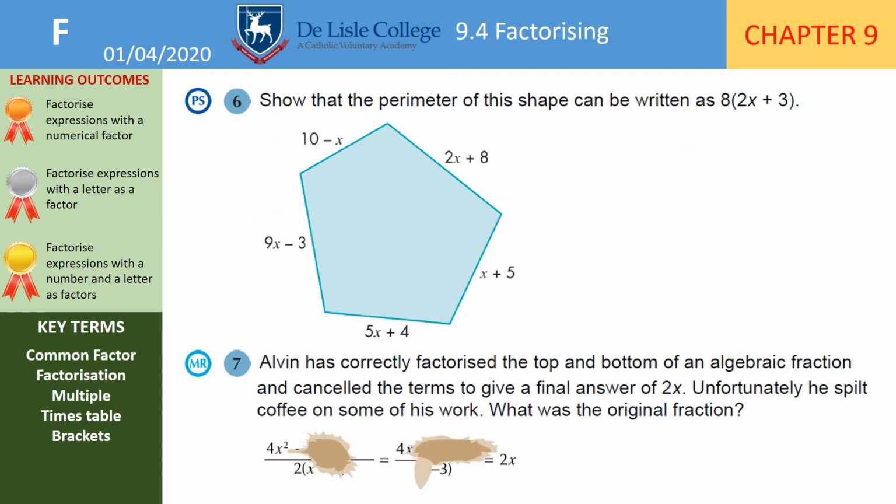Okay, questions 6 and 7 require a bit more thought. I'll just remind you that the perimeter of the shape is where you add up all the sides. Have a go at those two, pause the video and have a go.